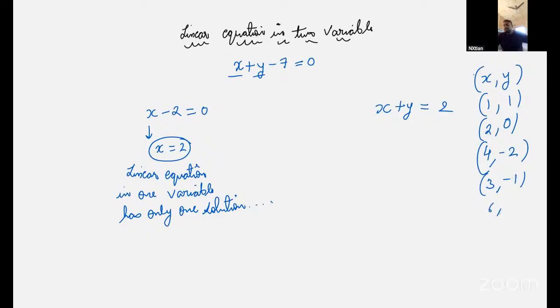So like this, there will be an infinite number of solutions, because any number you can think of, and in contrast, if you take the second number, then you will get the same value. Because it is a linear equation in 2 variables, how many solutions will be there? Infinite. Stay with me. Infinite number of solutions will be there.